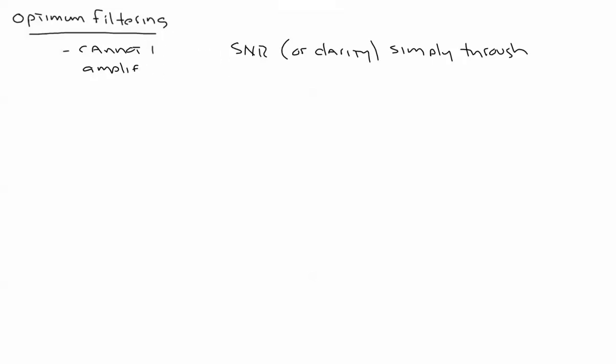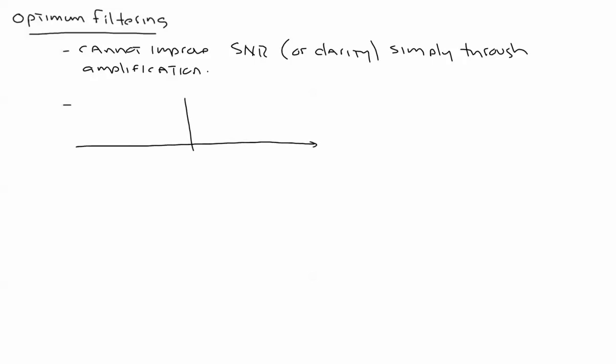Cannot improve signal-to-noise ratio simply through amplification. Right. We cannot improve signal-to-noise ratio or clarity simply through amplification. So this is the situation that we're kind of going to be looking at today.